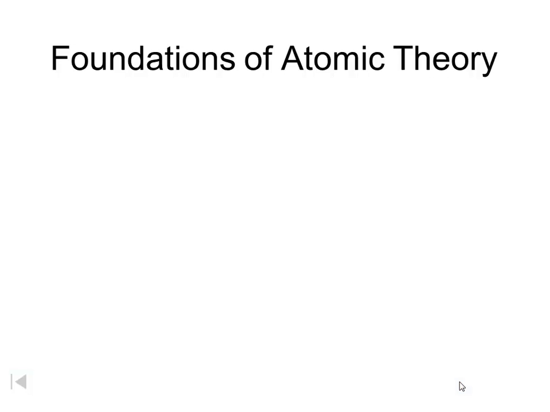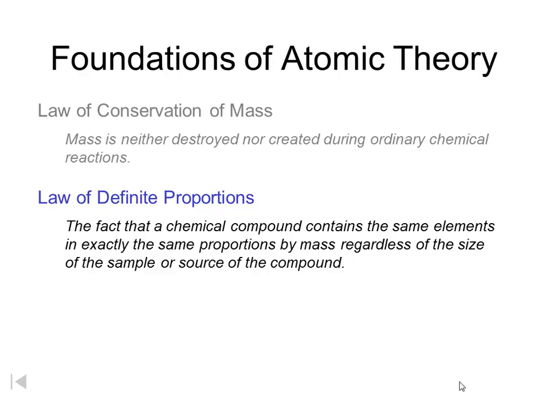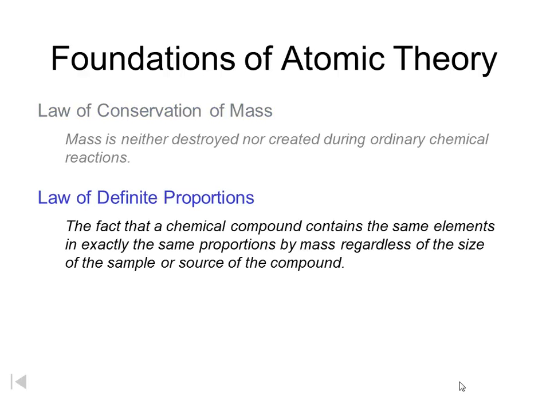So, Dalton's atomic theory consisted of three different things. The law of conservation of mass, where mass isn't created or destroyed in a chemical reaction. The law of definite proportions, also referred to as the law of constant composition. And that's where no matter how much of a compound you have, it always has the same ratio of the elements. So no matter how much water you have, the ratio of hydrogen to oxygen is going to be constant.